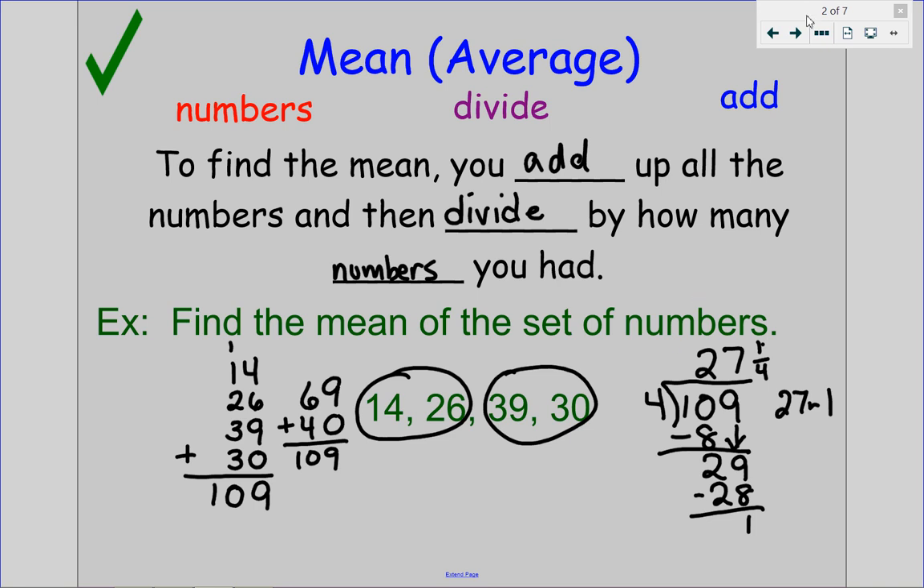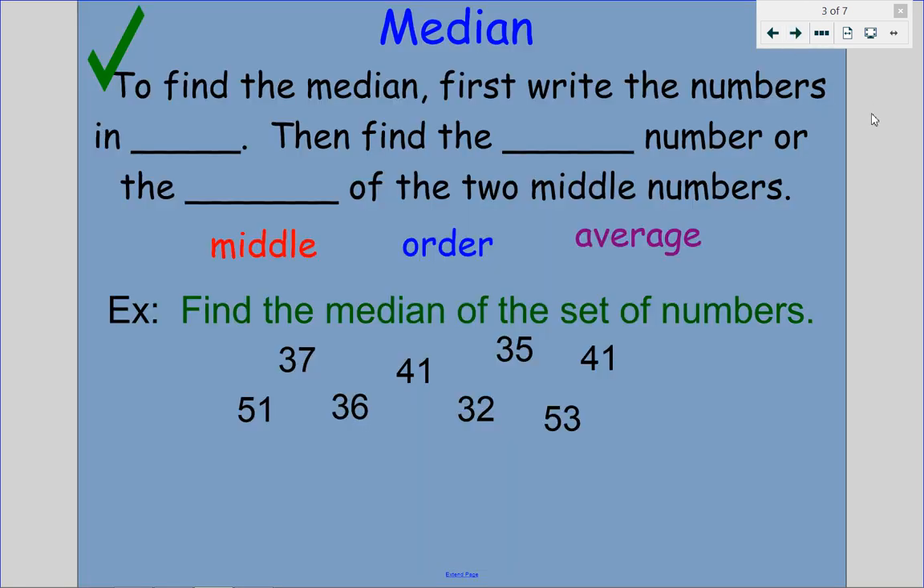Okay? Next, the median. The median is the middle number. To find the median, I'm going to fill in the blanks here, and then we'll talk about it. To find the median, we write first the numbers in order. Then find the middle number, or the average of the two middle numbers.